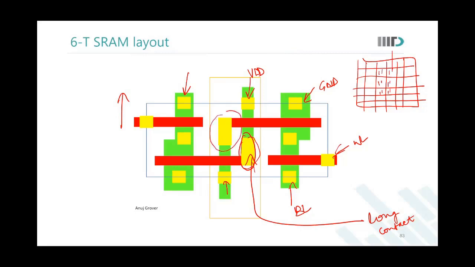Because this long contact helps us save area very significantly, the process teams say that, because you are using an array, a systematic formation of these long contacts, we will tweak our resolution enhancement algorithms, our optical proximity correction algorithms, so that such contacts can be formed fine in an array configuration. So you cannot use long contacts independently. Long contacts are allowed only in array configuration and therefore only in memory cells.